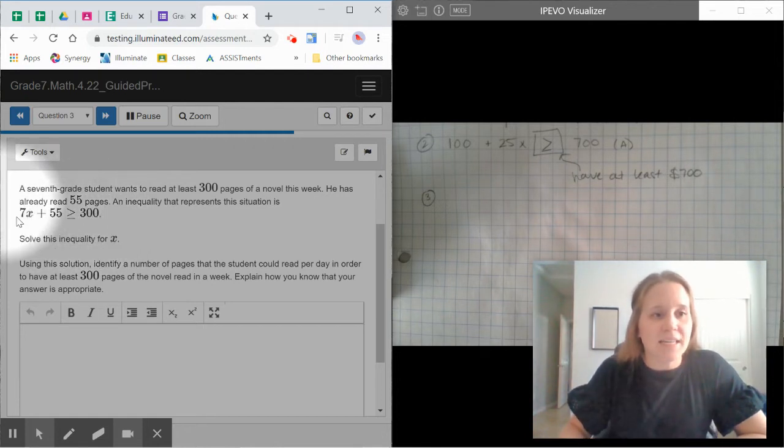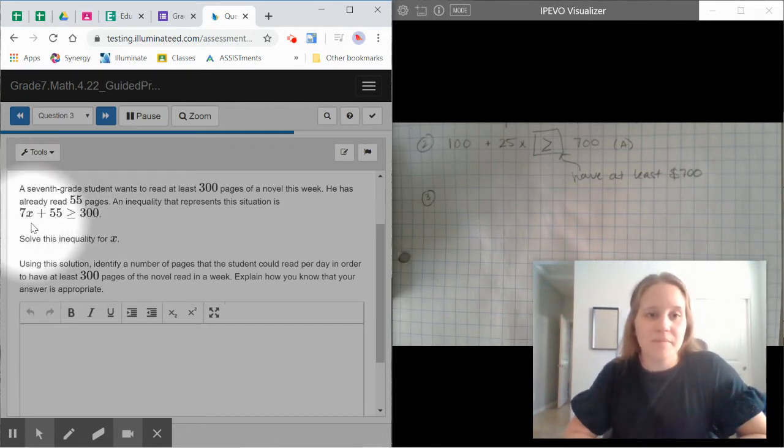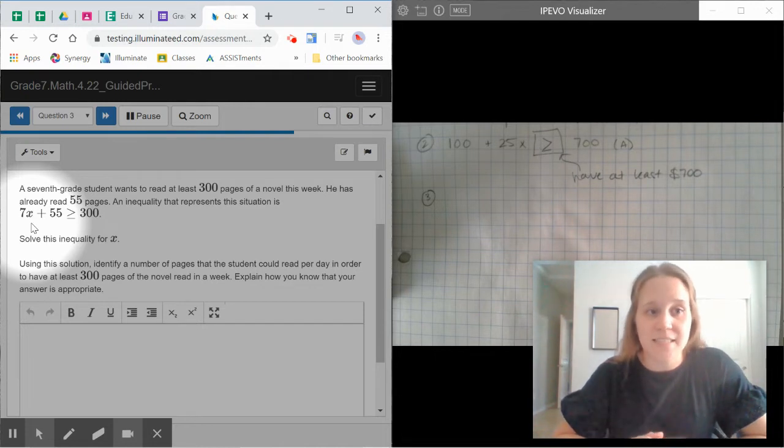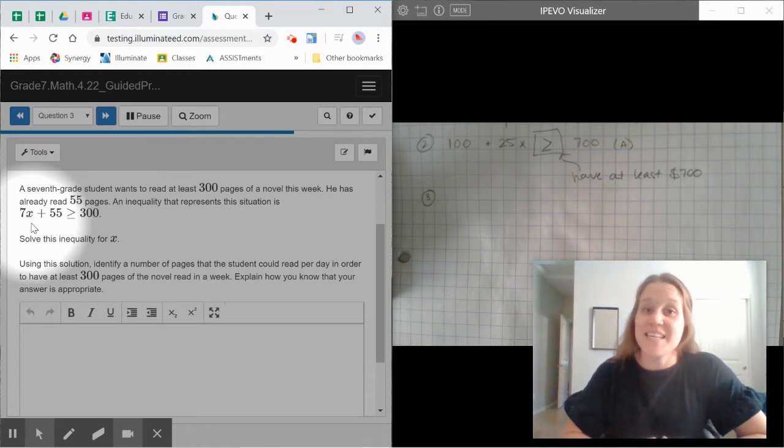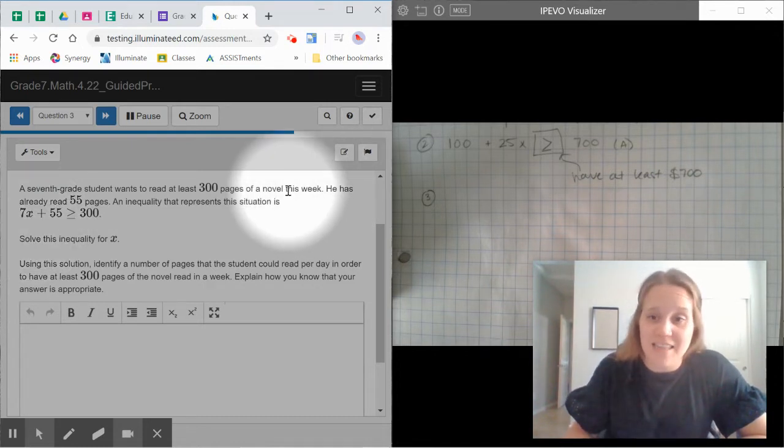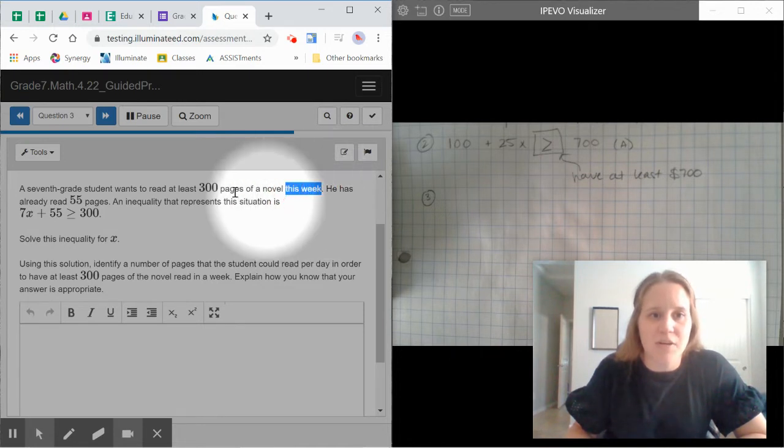What does the 7x represent in this story? If you're not sure, think about just what does x represent? X represents how many pages per day the 7th grade student is going to read. What does the 7 represent? The 7 represents the number of days, right? It doesn't explicitly say that, so it's a tricky question, but it says he wants to read 300 pages this week. So if he wants to read a total of at least 300 pages, then he has 7 days to read it because he gave himself 1 week, okay?